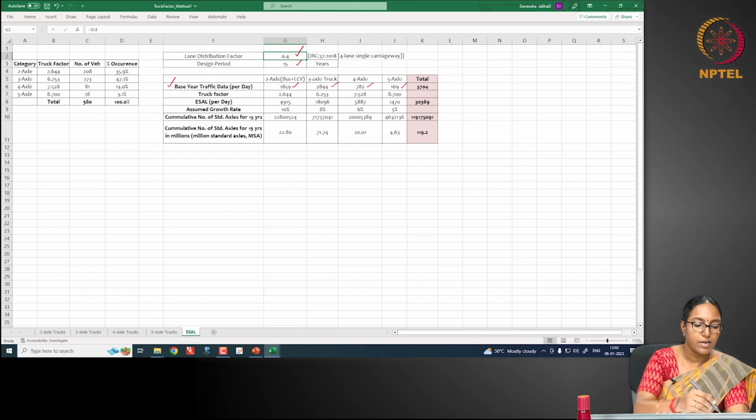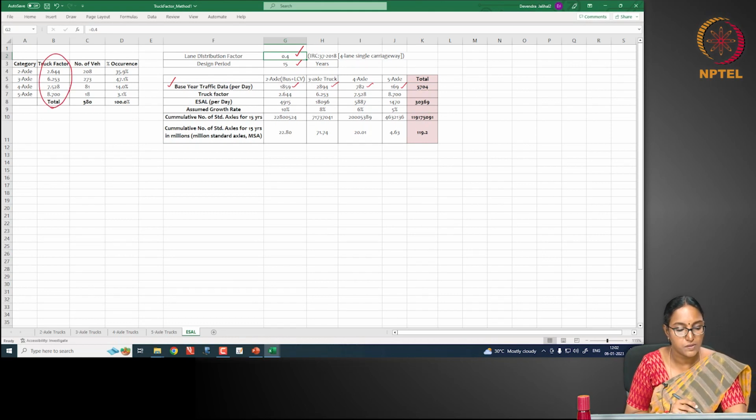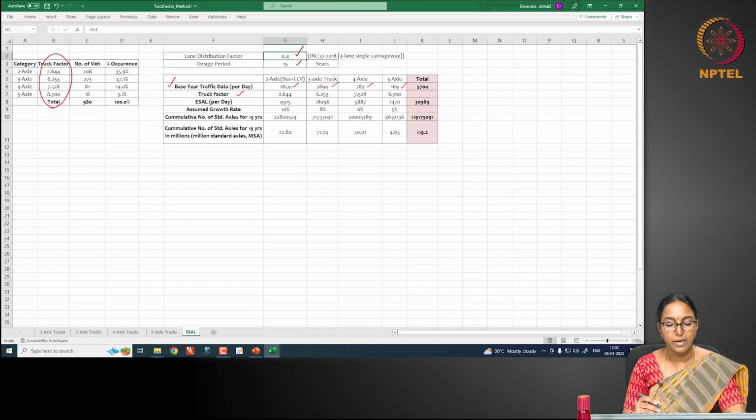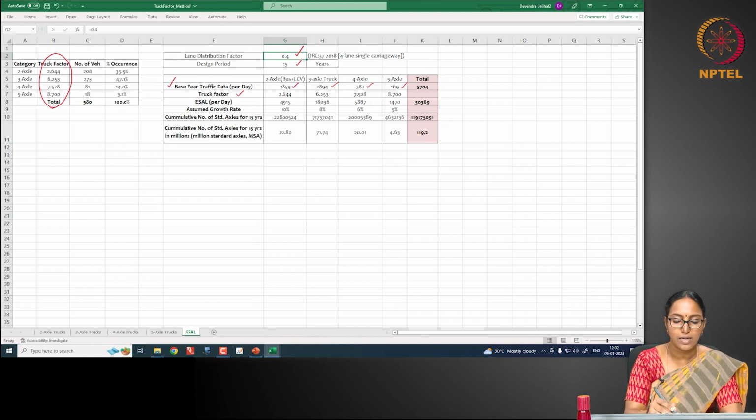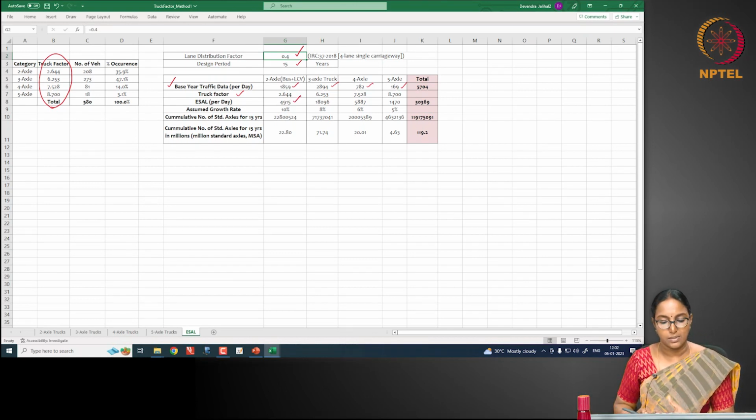Okay. Now the truck factors that you have measured for all the 4 categories are here, which is 2.6, 6.2, 7.5 and 8.7 respectively, which is written here. And so multiplying these two, that is the base year traffic with the corresponding truck factor, you can find what is the equivalent standard axle for each of these categories per day. Okay. So this is per day.